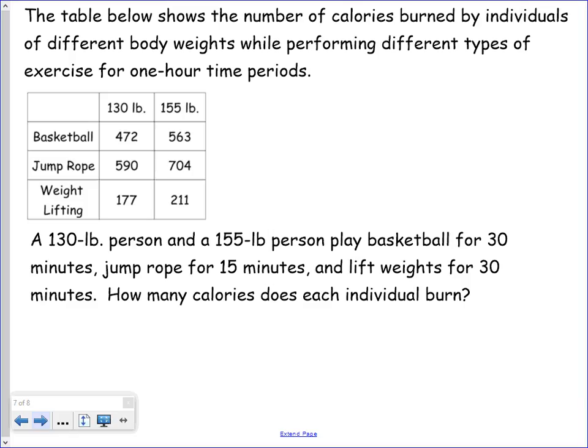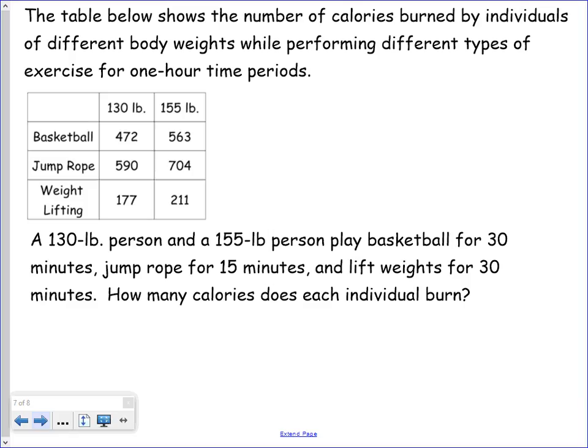How would you normally, if you were a 130-pound person and you knew that you burned 472 calories playing basketball for 1 hour, but you only play for half an hour? How would you figure your calorie count then? Divide by 2, which is really doing what? Multiplying by 1/2, right? So I think that's the key, is to think about how I would do that without a matrix.